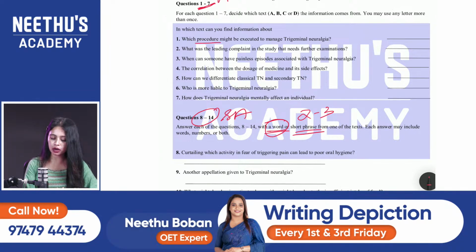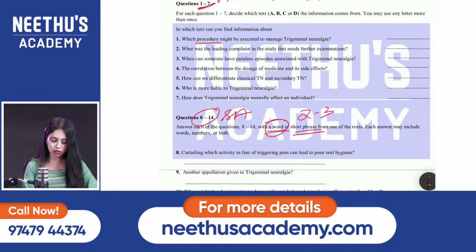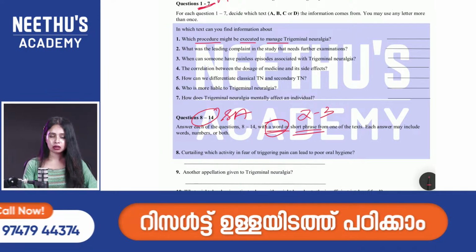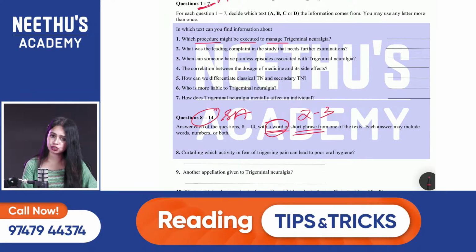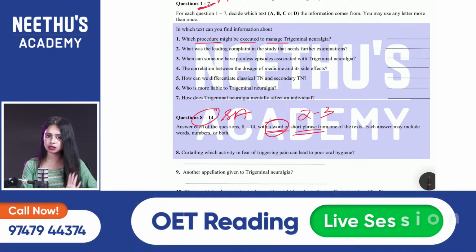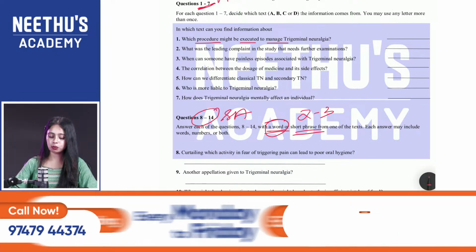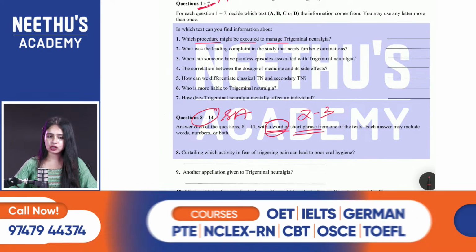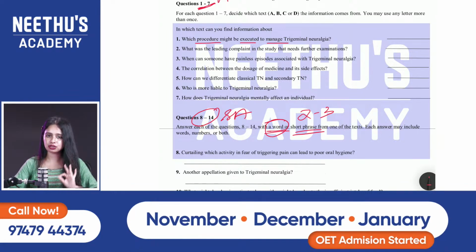So procedure is one keyword. Very good, Dhanalakshmi: procedure, executed, manage. You can underline 3 different words. It's not necessary that you underline 3, I'm just saying not more than 3. So where is it mentioned? Which procedure might be executed to manage TN? We don't need the short answer there. Just say where it is mentioned. Which text?